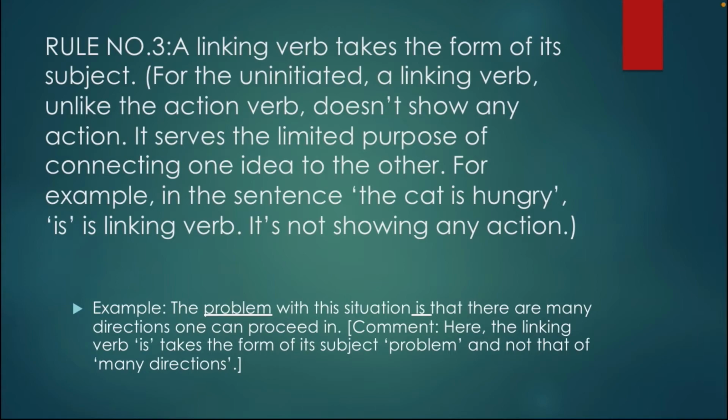For example, the problem with this situation is that there are many directions one can proceed in. Comment here. The linking verb is takes the form of its subject problem and not that of many directions. Another example is what I demand is honesty and hard work in your job. Here is the book you're looking for. So there is and book.